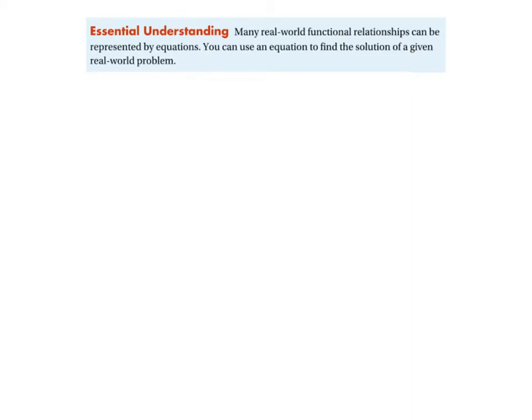So what we're doing now is we are writing the equation for situations. We're basically writing the function rule. And what that means is we will be able to say, if we wanted to calculate for a certain variable, what would the other variable be?